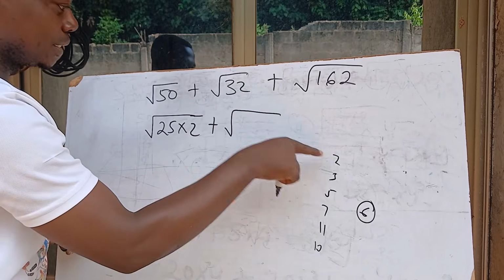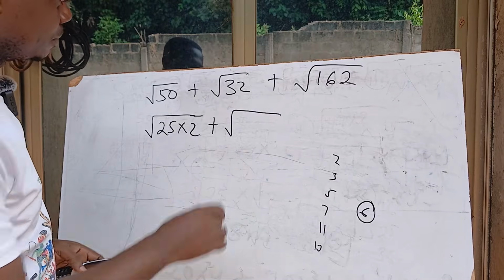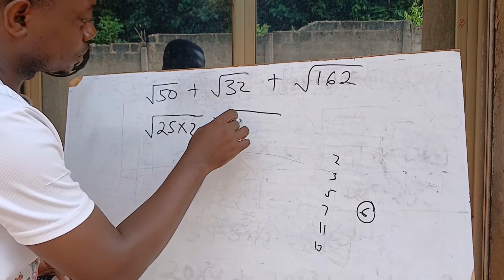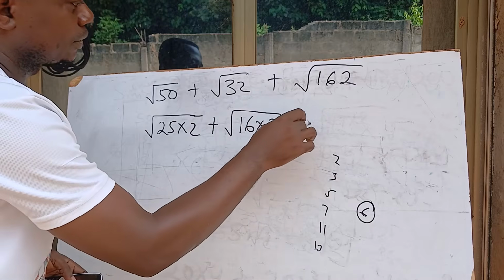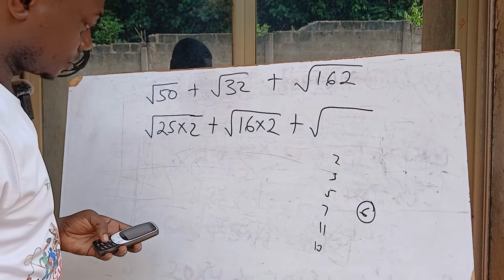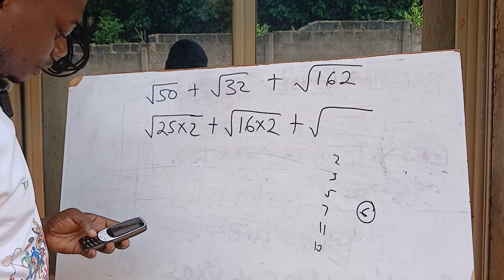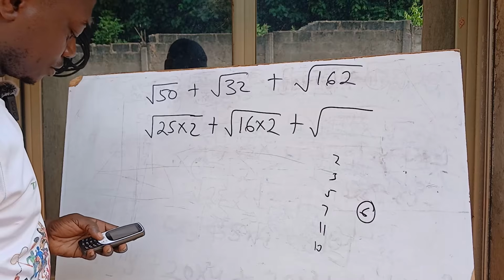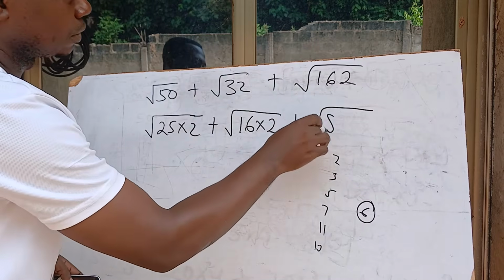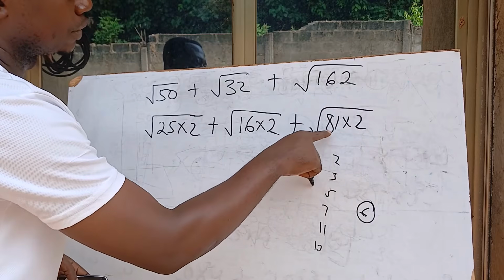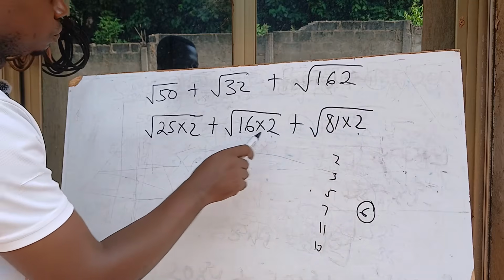Now divide this one by the same number and let's see. So 32 divided by 2, that will be 16. So 16 is a perfect square, 16 times 2. Now let's try the last one. So 162 divided by 2, that will be 81. 81 times 2. 81 is a perfect square.